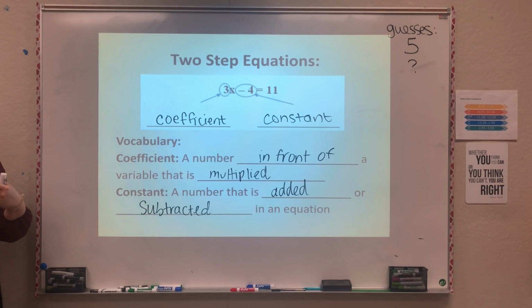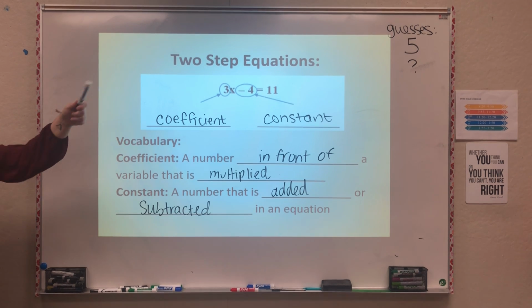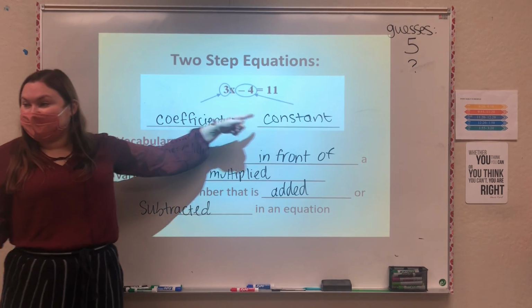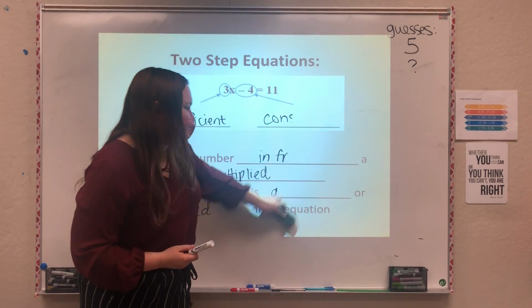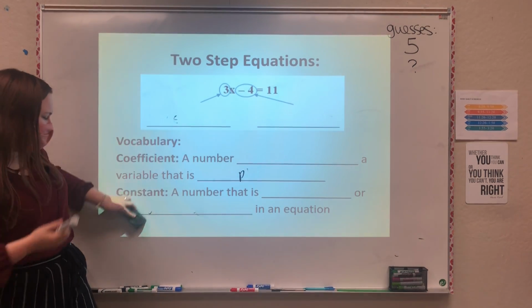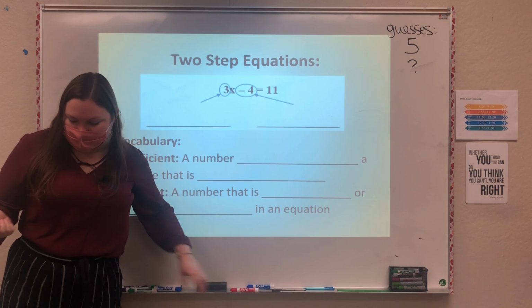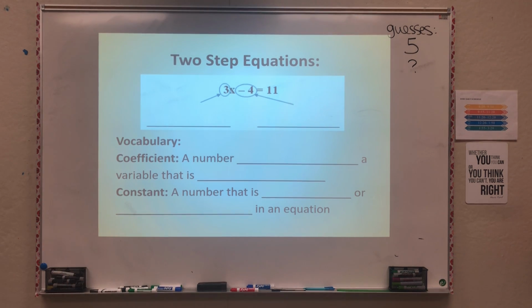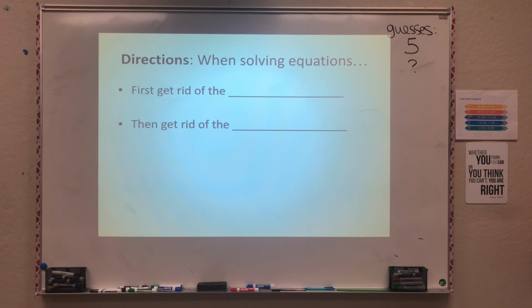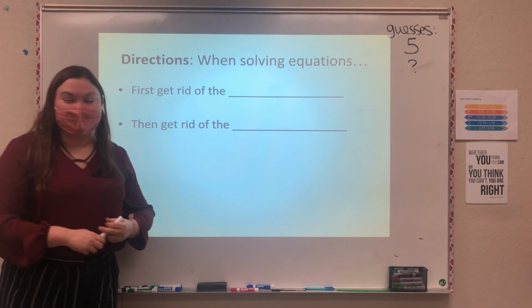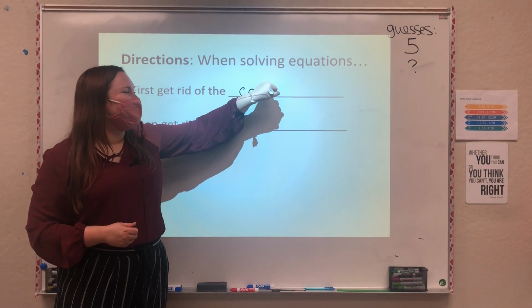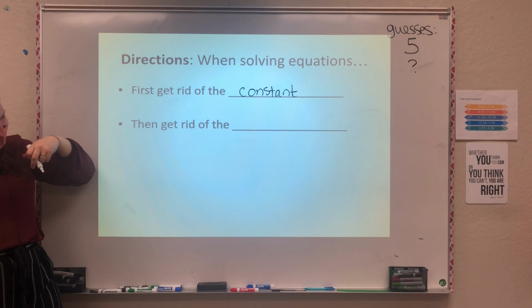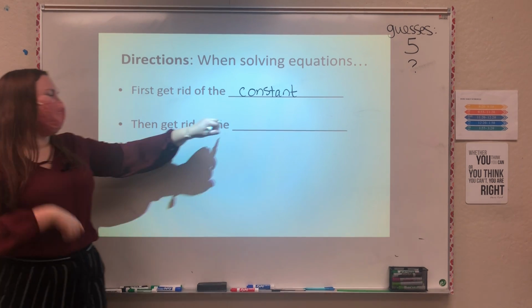Part of the reason I want you to know these names is because it means instead of you saying, oh, we got to get rid of that number, you can say, oh, we have to get rid of the constant or the coefficient. It helps you be more specific. The other reason I want you to know these is because when you are solving these equations, there's always a specific order you solve them in. And that order is you always start by getting rid of the constant. And then you get rid of the coefficient.